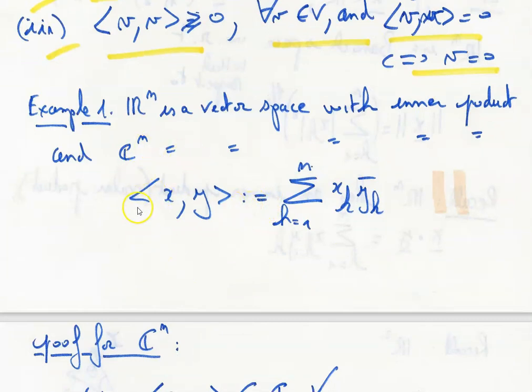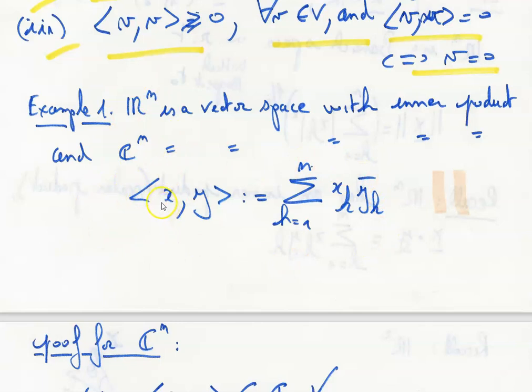First example, let's take Rn, which is a vector space with an inner product, okay? And Cn, which is a vector space with an inner product too. So this is the inner product that is defined for Rn and Cn.